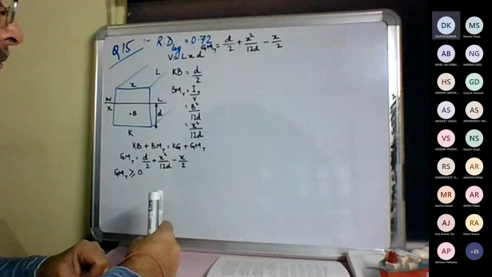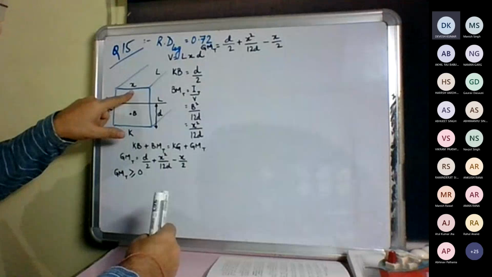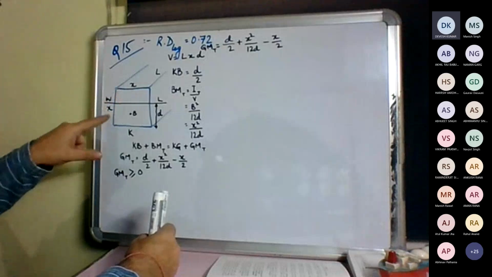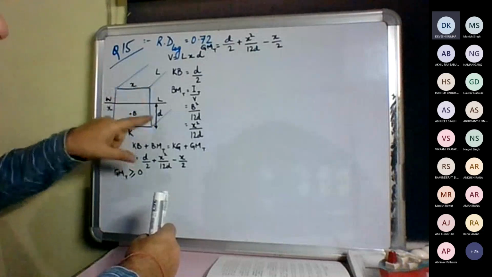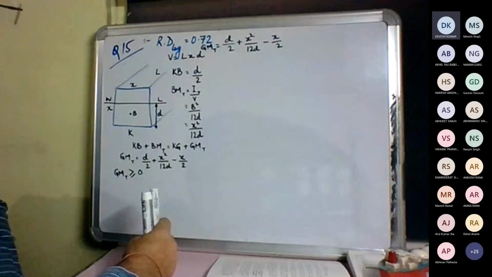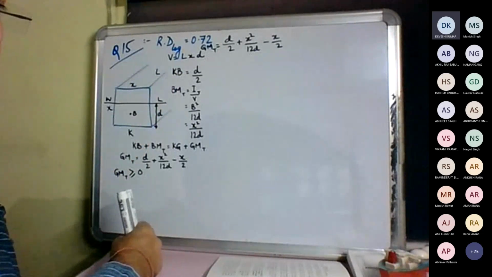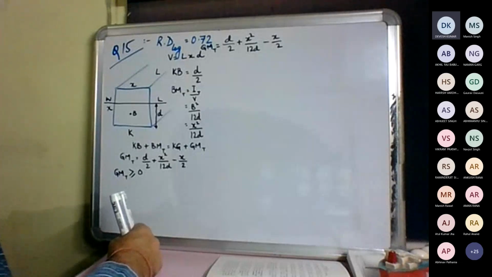Sir, what is x? One side of the square. Sir, the breadth. Okay sir. One side of the square is x, so this is also x, this is also x. Sir, can you just explain the KG part, x by 2? The question says it's a homogeneous log. Homogeneous log means the mass or the weight is evenly spread across the length of the log. So KG will be x by 2. Okay, sir.